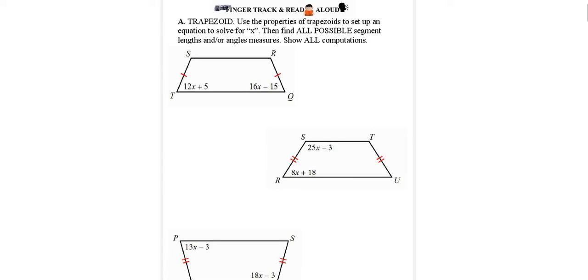Students, this is the help video for the Unit 6 study guide. Taking a look at A. What you have here is use the property of trapezoids to set up an equation to solve for x. Then find all possible segment lengths or angle measures.